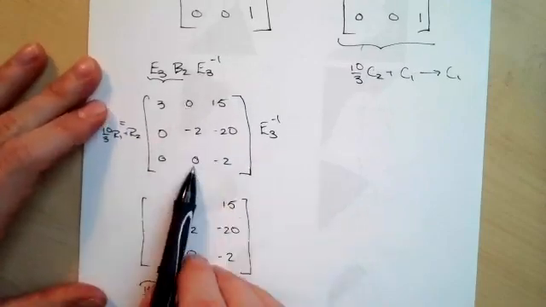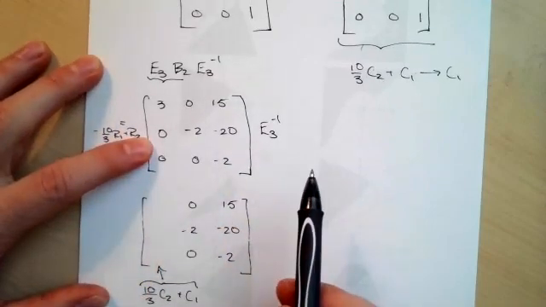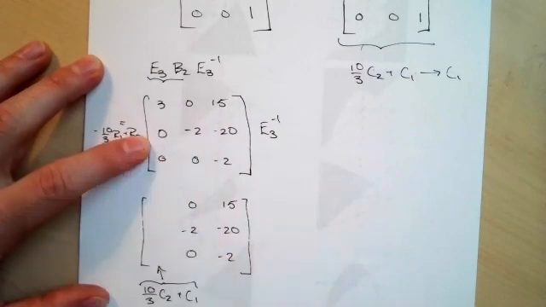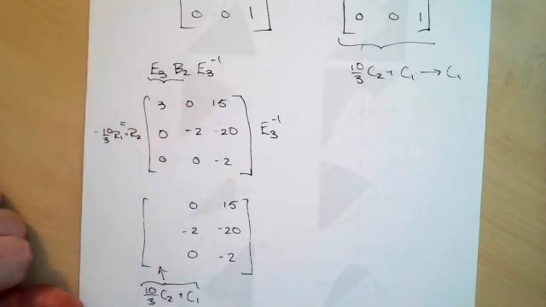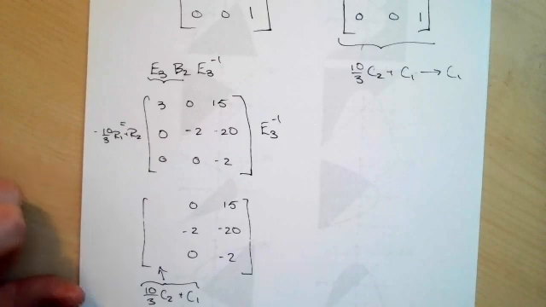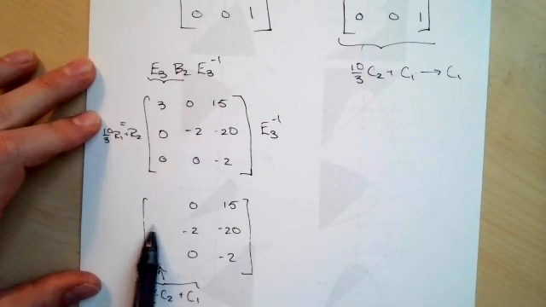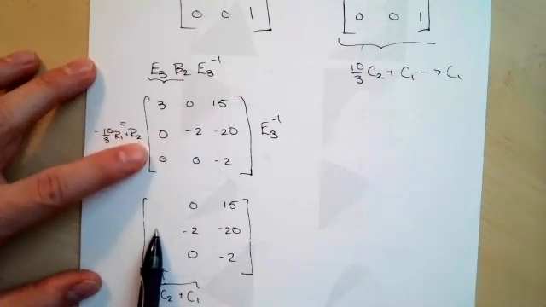So we take 10/3 column 2 and add it to column 1. Well, what is that going to do? Uh-oh, this looks like it's getting in the way. Because now we're going to have this negative 2 over here, and we definitely don't want that.